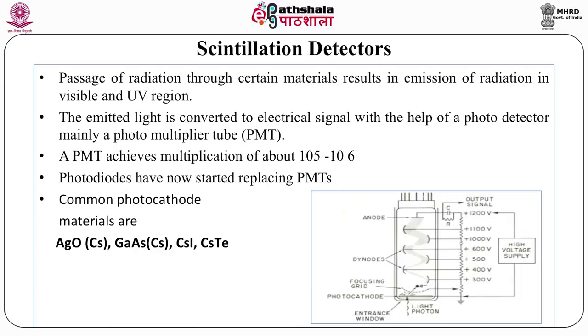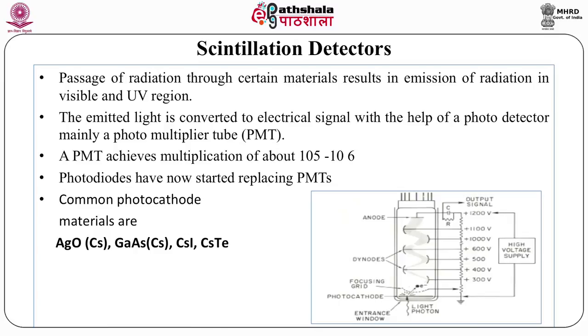Now, this emitted light caused by radiation can be converted into an electrical signal with the help of photodetectors. You may be aware of many photodetectors, and you know about the photoelectric effect. A light photon falls on a certain material and the material emits an electron, so you can produce an electrical signal. So, light emitted by ionizing radiation is incident upon a photodetector, and that is measured and correlated with the amount of radiation. And what is used for this purpose is the photomultiplier tube.